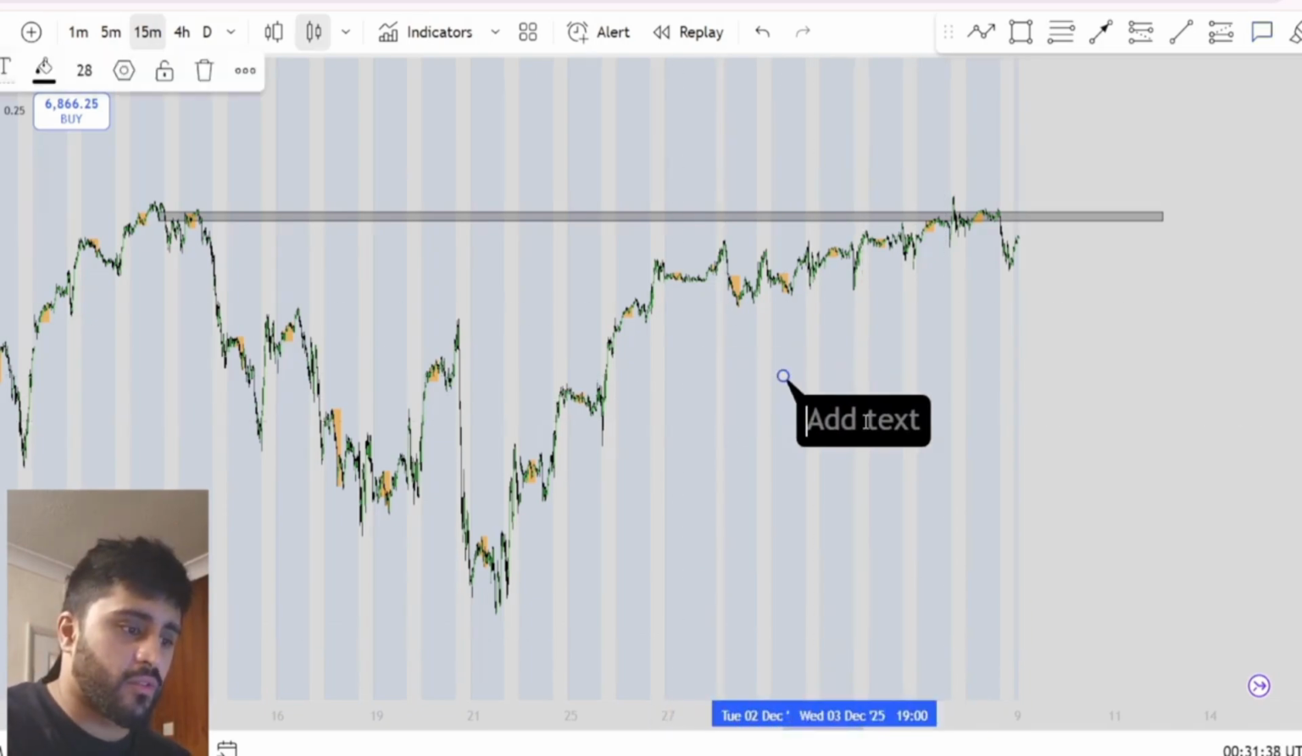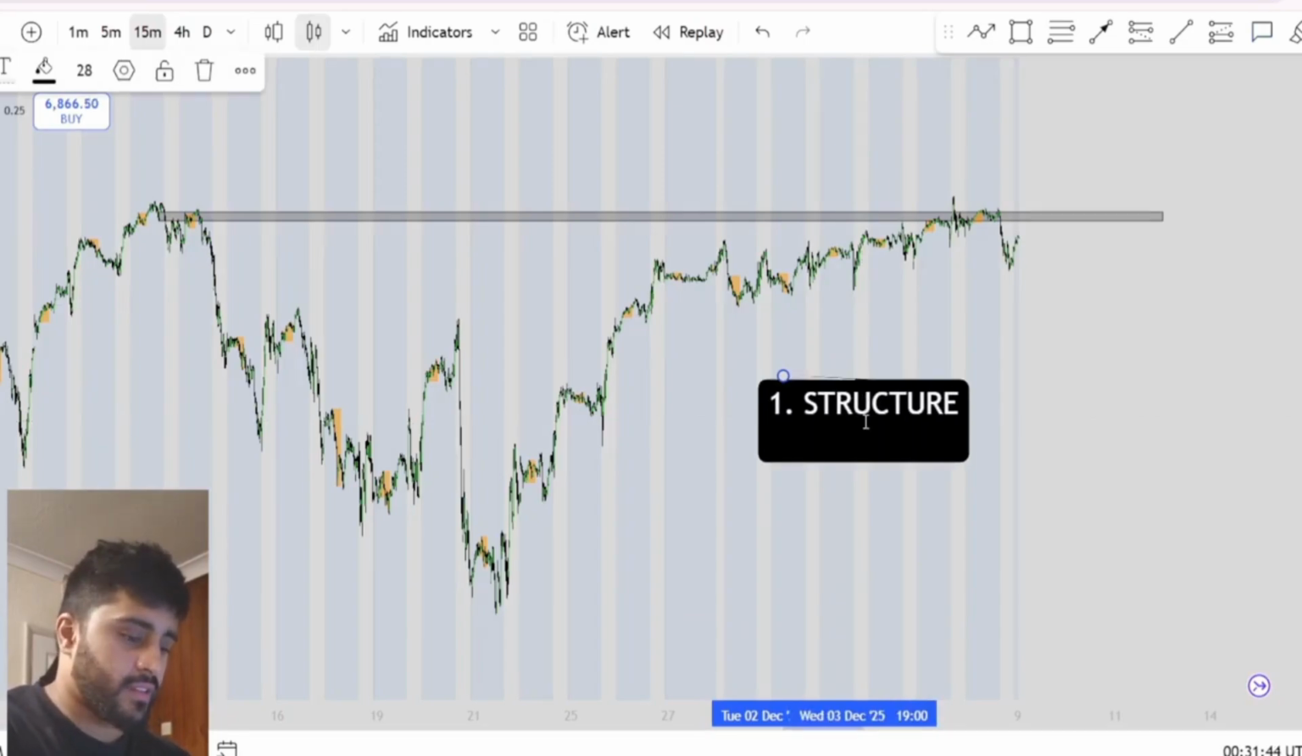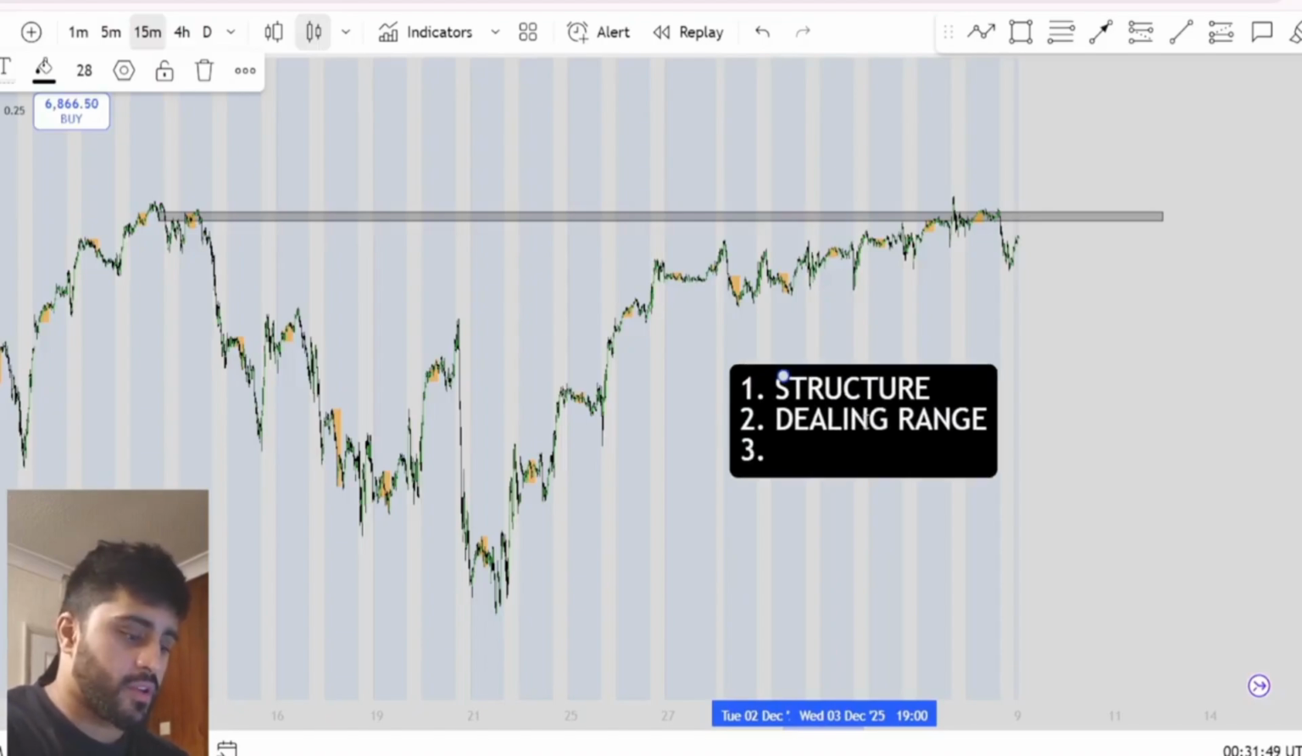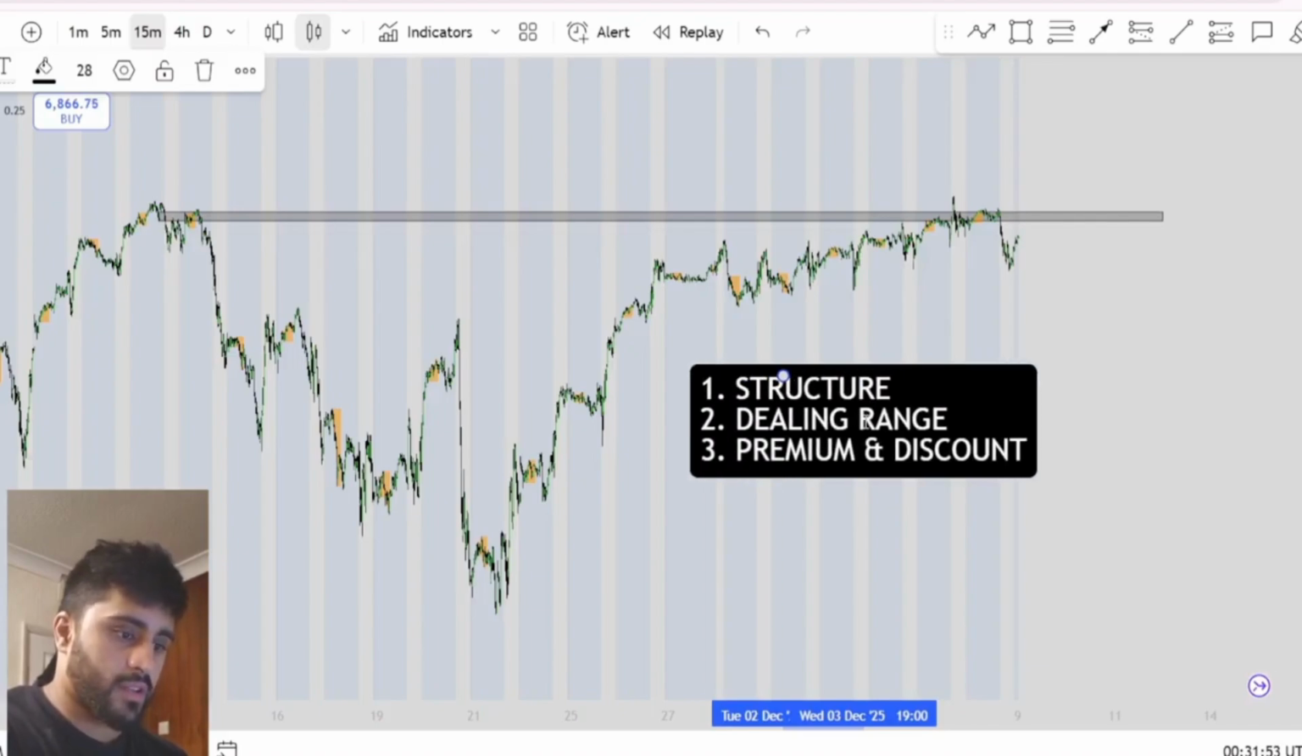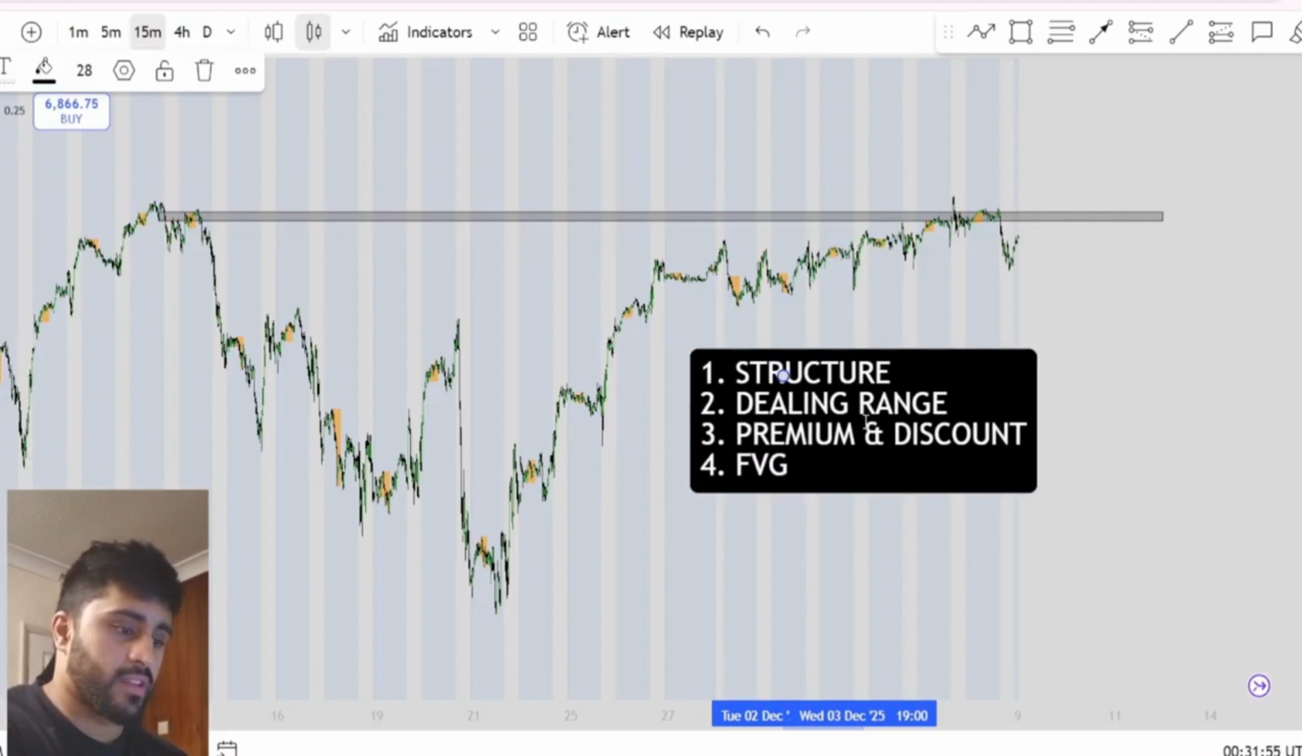So there's 4 things I look for on the 15-minute chart. The first is market structure. So if I label this is market structure. The second is I look for my dealing range. The third thing is I look for my premium and discount. And the fourth thing I'm looking for is my fair value gap.